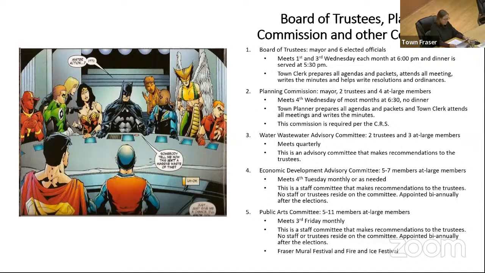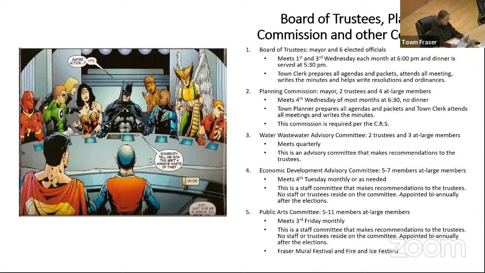The wastewater committee, again, is 2 trustees and 3 at-large members. We went over that. And then the economic advisory committee is 5 to 7 members at large. They meet the fourth Tuesday monthly or as needed. There is no staff on this committee, and the committee makes recommendations to the board. These committee members are appointed biannually after the elections, which is the same as the water wastewater committee.